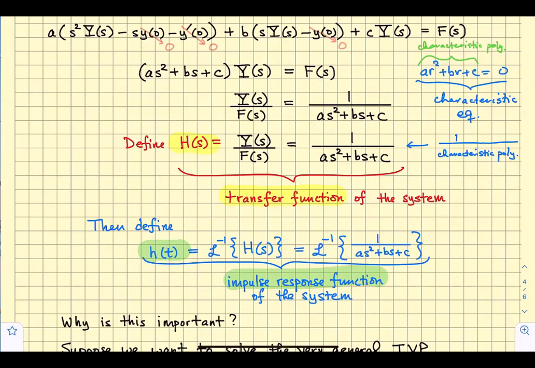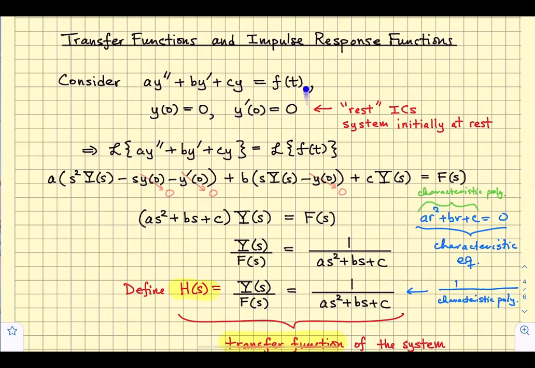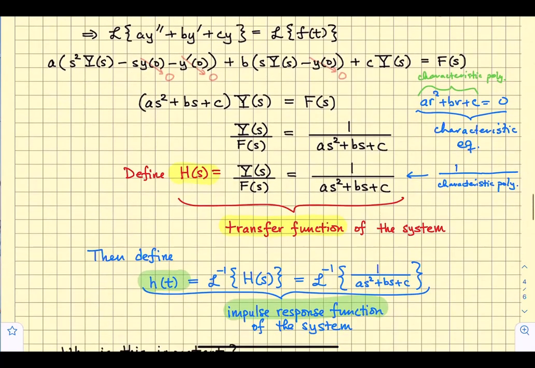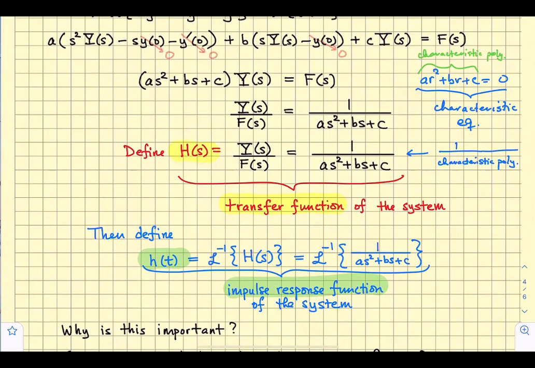So that's a winding road to get to this point: if you have this kind of initial value problem, this kind of system, there's associated with it a function in the s domain. It's not the solution. It's called the transfer function, and that function is always 1 over the characteristic polynomial. And if you take the inverse Laplace transform of the transfer function, you get little h of t. It's always the inverse Laplace transform of 1 over the characteristic polynomial, and that is called the impulse response function of the system.